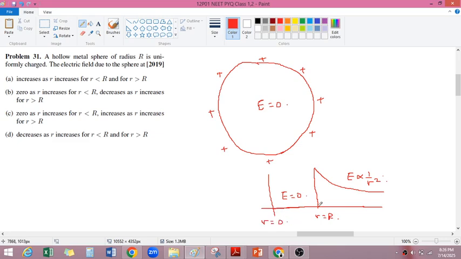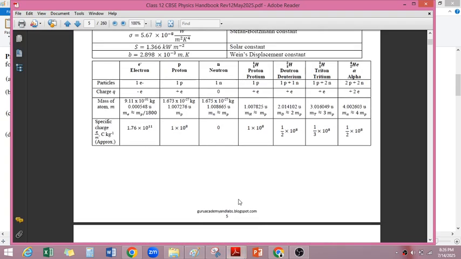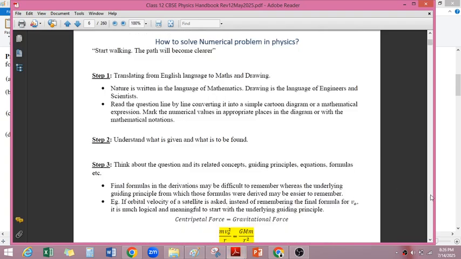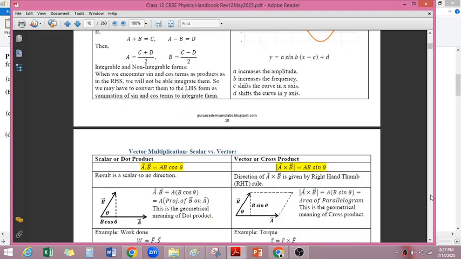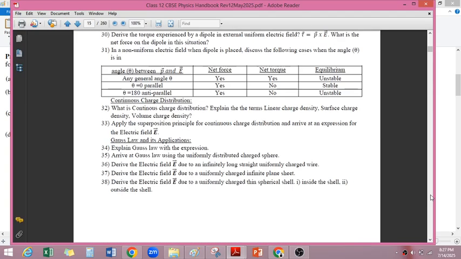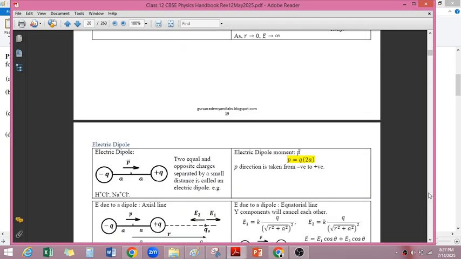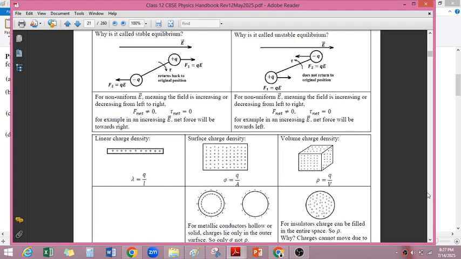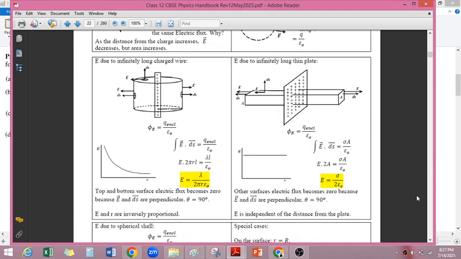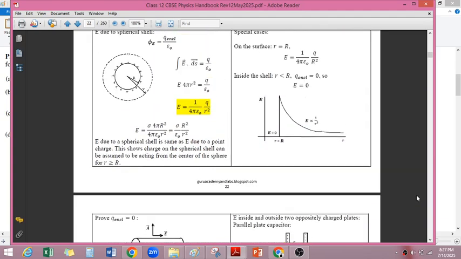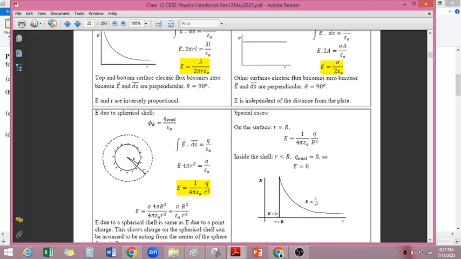I think you can go back and check your handbook. I've told you many times that it's a very important topic. You should be aware of this. If you want, I can show you where it is. Study it, and if you have doubts, I can help you. Yeah, this one. So you see, electric field is zero, and then as you go out, it will be 1 by r squared.